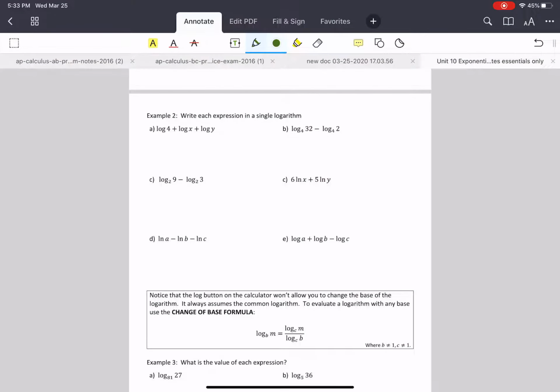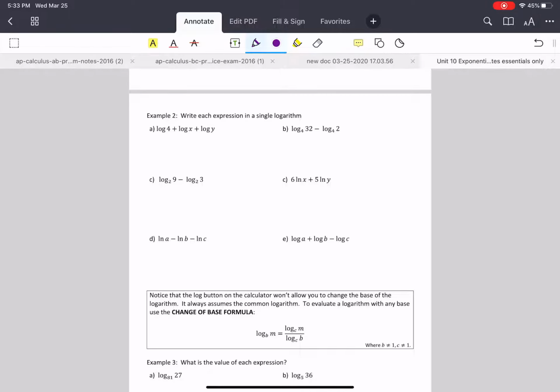Okay, so now what we're going to do is learn how to condense logarithms. Instead of splitting them and expanding them into multiple logarithms, I'm going to take ones that are already multiple logarithms and condense them into a single logarithm. The main thing to remember on this one is that you can only do this if all the logs have the same base.